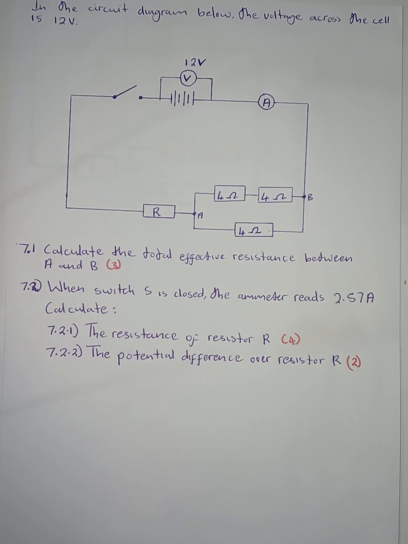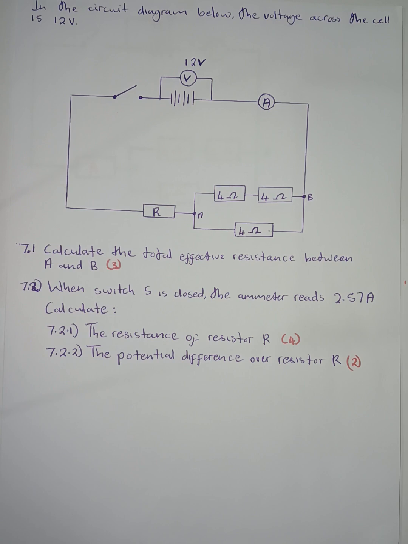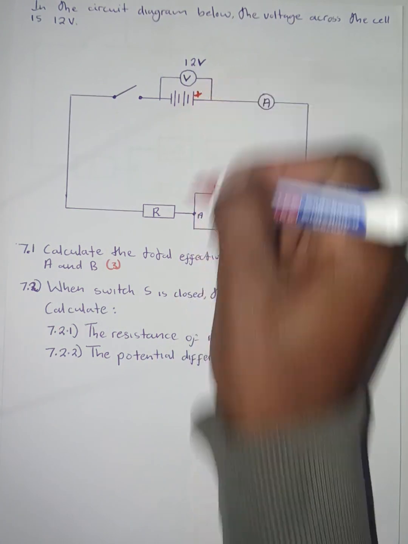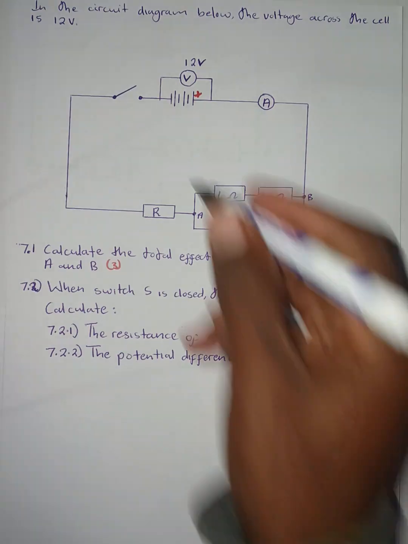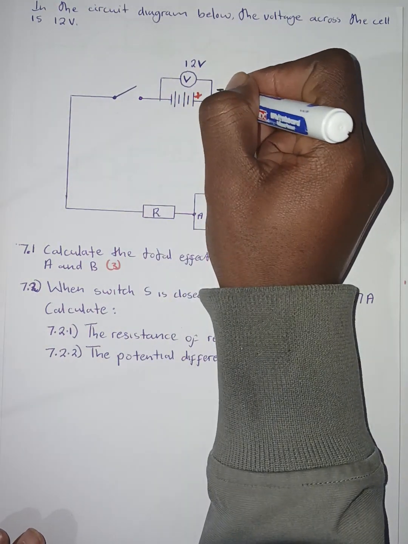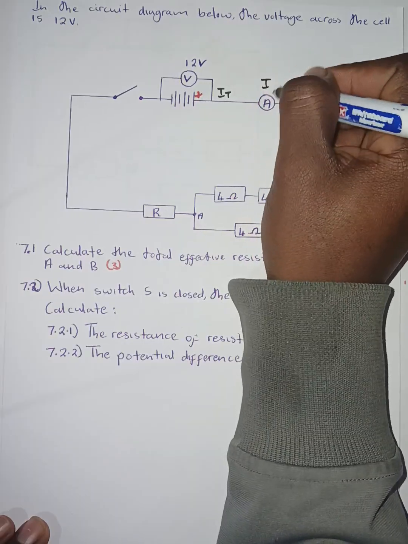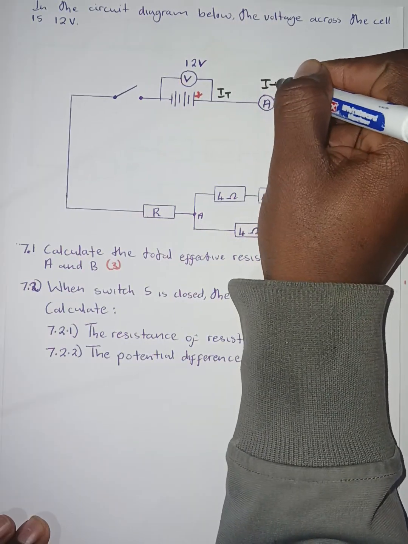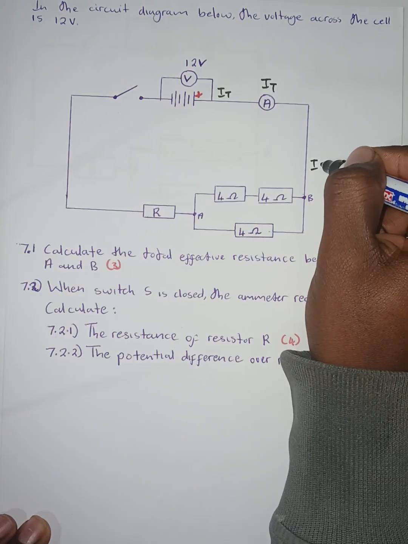So if we look at the statement again, they say that in the circuit diagram below, the voltage across the cell is 12 volts. Again we can note that this would be the positive terminal, right? So our current would be traveling in that direction. So we would have I total passing that point. So at that ammeter, they would have I total.